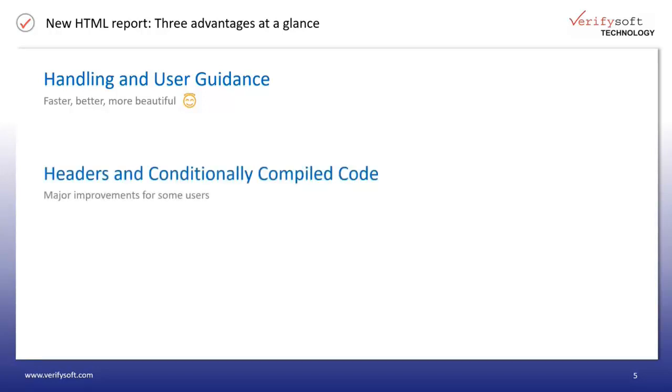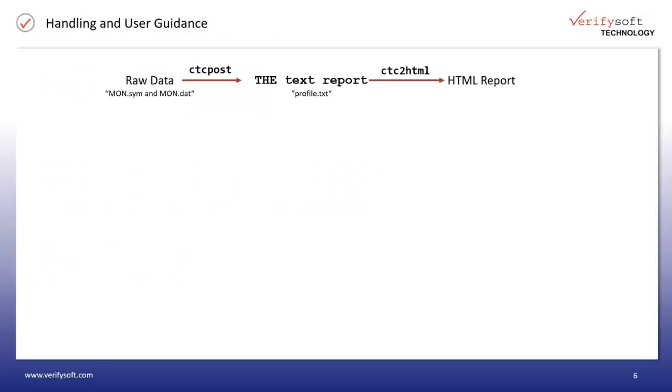You can decide if you try it and if you evaluate version 10, if it's faster, better, and more beautiful, but we hope it is. Then I want to talk about a topic that will be very important for some of the users we have. It's all about pre-processing, about handling of headers, and about conditionally compiled code. And interesting for hopefully everyone again is the possibility to adapt the layout, and I will explain later what that means. So let's start with the handling and with the user guidance.